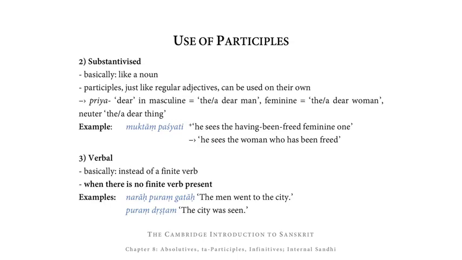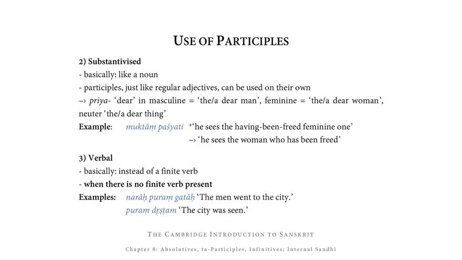Next up, substantivized use, which basically means that a participle is used like a noun or like a substantive. Participles, just like regular adjectives, can be used on their own. And when that is the case, and they are in the masculine, we see them as referring to a man. When they stand in the feminine, we see them as referring to a woman. And when they stand in the neuter, we see them as referring to a thing. So, for example, priya, dear, when that's used on its own and not to accompany another substantive, another noun, when it stands in the masculine, it would be translated as the dear man or a dear man, in the feminine, the dear woman or a dear woman, and the neuter, the dear thing or a dear thing.